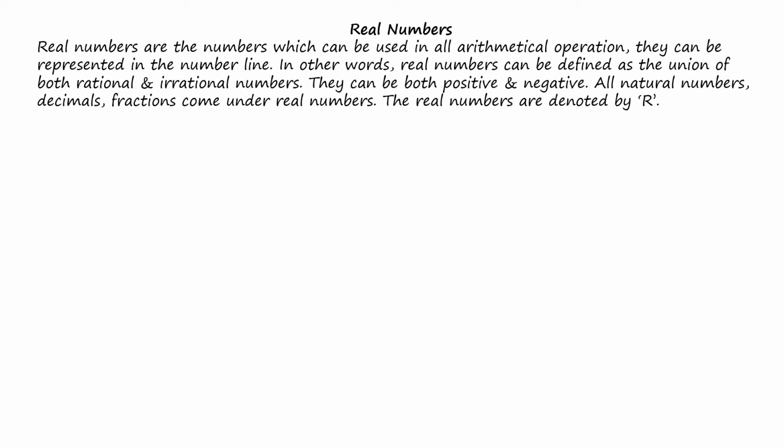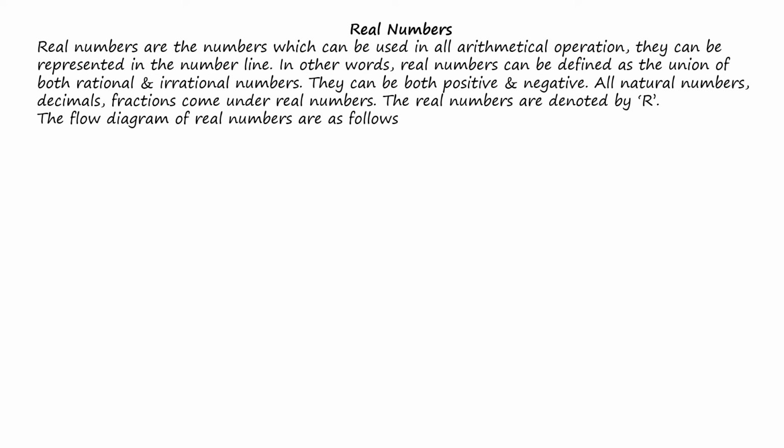They can be both positive and negative. All natural numbers, decimals, and fractions come under real numbers. The real numbers are denoted by R. We'll see the details of the real numbers and their detailed bifurcation.